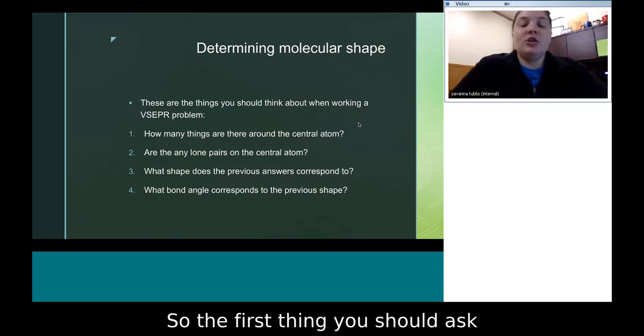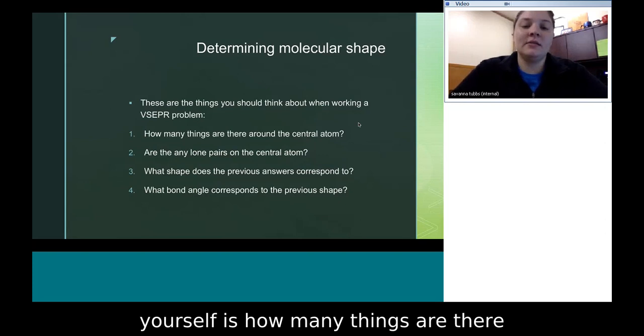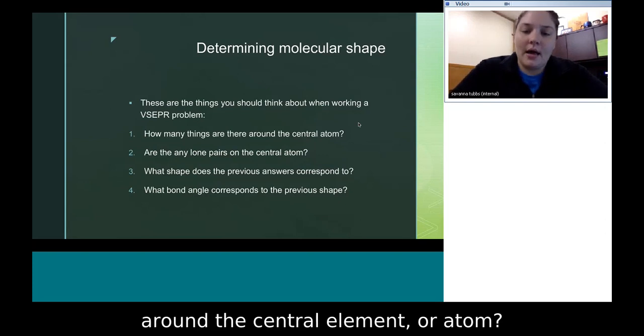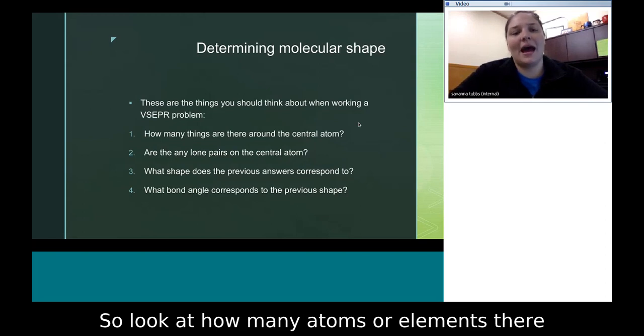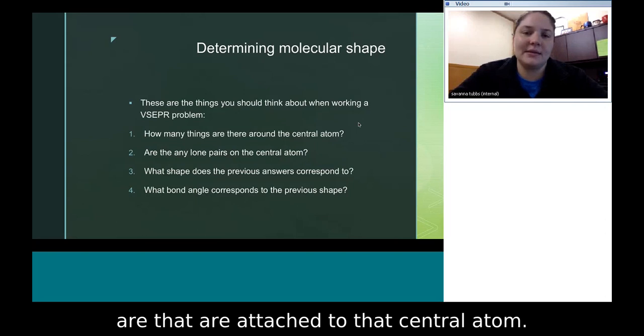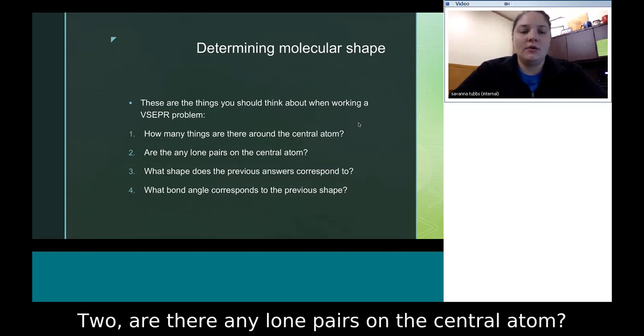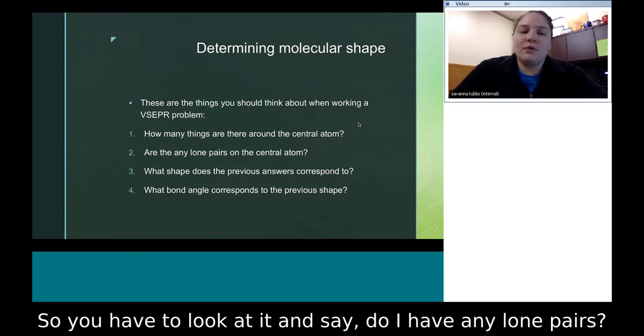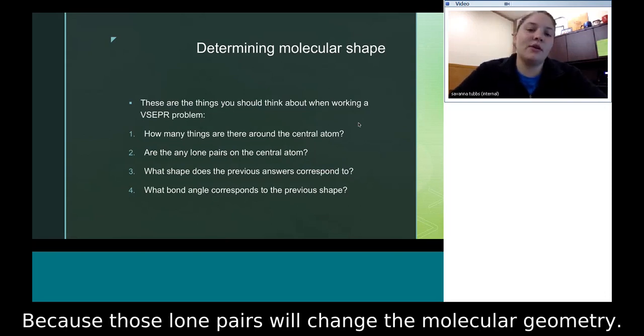So the first thing you should ask yourself is how many things are there around the central element or atom? Look at how many atoms or elements are attached to that central atom. Second, are there any lone pairs on the central atom? You have to look at it and say, do I have any lone pairs? Because those lone pairs will change the molecular geometry.